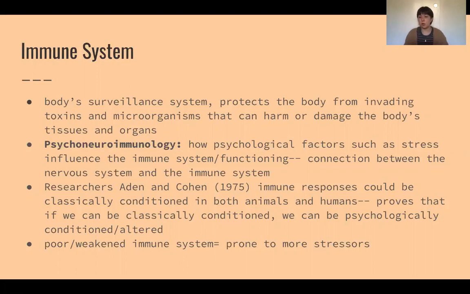Researchers Ader and Cohen in 1975 found that immune responses can be classically conditioned in both animals and humans, which shows that there's a lot of emotional aspect to being stressed and having a weak immune system, which means that having a poor or weak immune system means you're prone to more stressors.